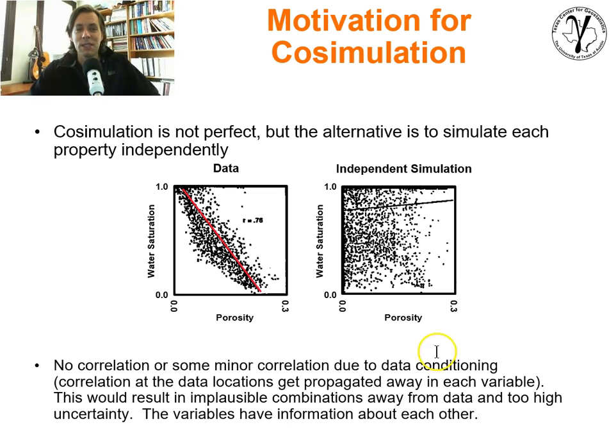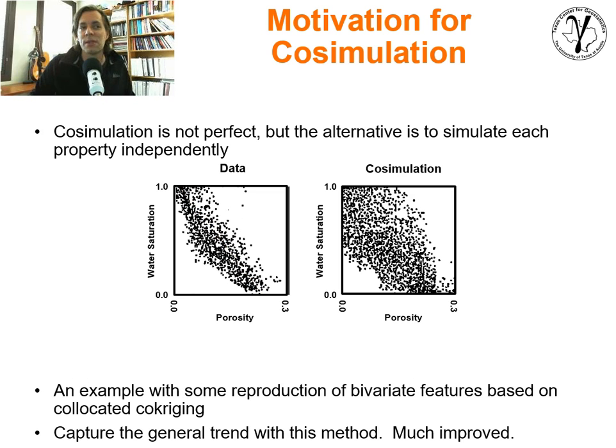That's pretty bad. We'd have lots of implausible combinations. You see that typically if we had a high porosity, we tended to have a low water saturation. Well, we'd be simulating values with combinations of low porosity, high water saturation, which wouldn't be physically plausible given this setting. And in fact, if you think about it, that'd be introducing a lot of uncertainty in the model. So it wouldn't be physically plausible, and it would add a lot of uncertainty. So we want to do cosimulation.